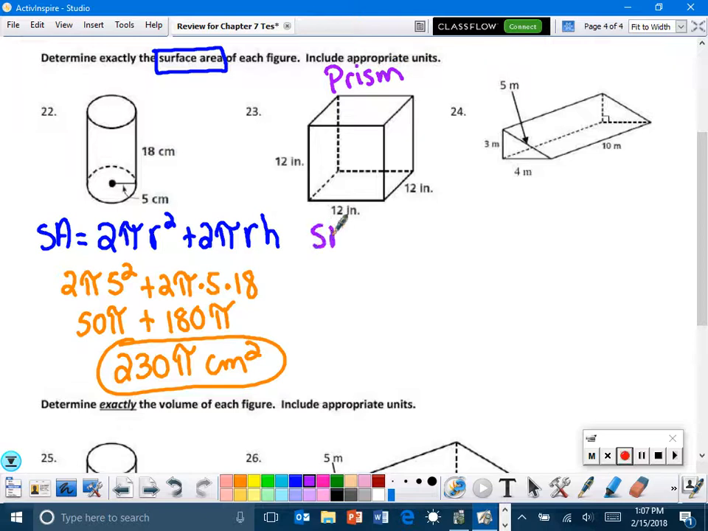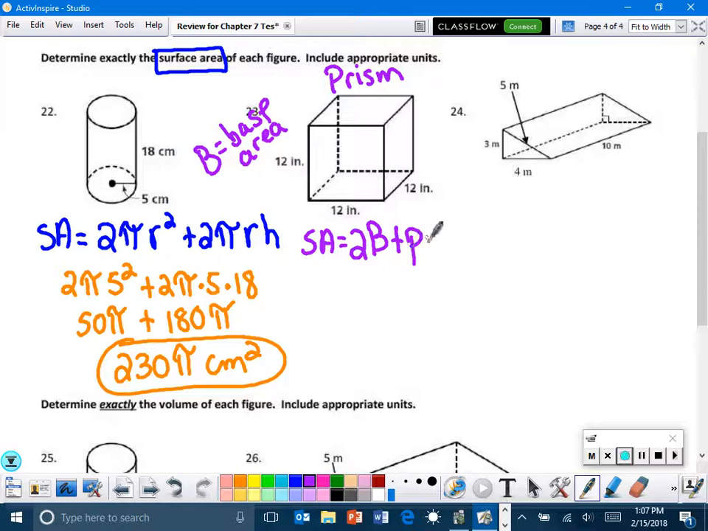And the formula for a prism, the surface area of a prism, is a big B, which stands for base area, times the height of the object. Whoops, I take that back. Hold on. Okay, so the surface area of a prism is 2 times the base area plus P, which stands for perimeter, times the height.